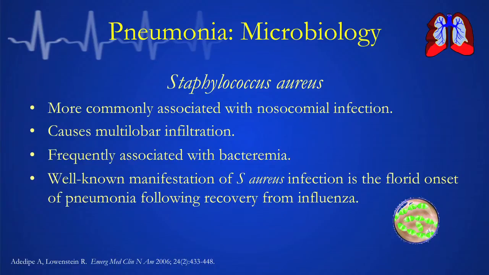It's most commonly associated with nosocomial infection. When you pull up a chest x-ray and you see multi-lobar infiltrates, that's probably Staph aureus. Frequently associated with bacteremia. And we'll hit this again. Well-known manifestation of Staph aureus infection is the florid onset of pneumonia following recovery from influenza. So this is another key point.